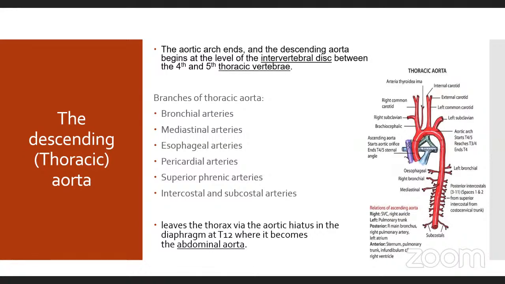Its lowest pair of branches are the superior phrenic arteries, which supply the diaphragm, and the intercostal and subcostal arteries. It leaves the thorax through the aortic hiatus in the diaphragm at the level of T12, where it becomes the abdominal aorta.